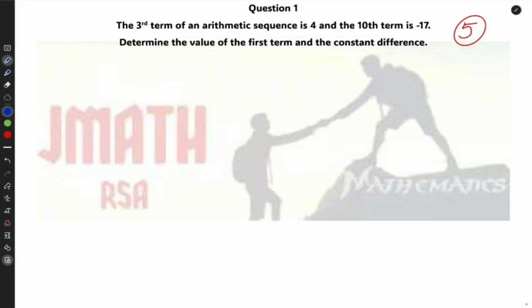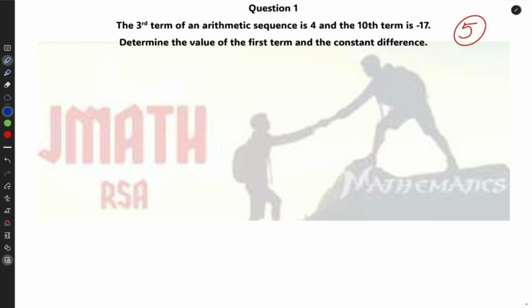Question 1. The third term of an arithmetic sequence is 4 and the 10th term is minus 17. Determine the value of the first term and the constant difference. Okay, so our goal with this is to set up two equations and then to do simultaneous equations to solve this. So you need to get used to understanding the question, dissecting the question, and then knowing, okay, this is the method I'm going to follow. There aren't really other ways to do this question except for getting two equations.